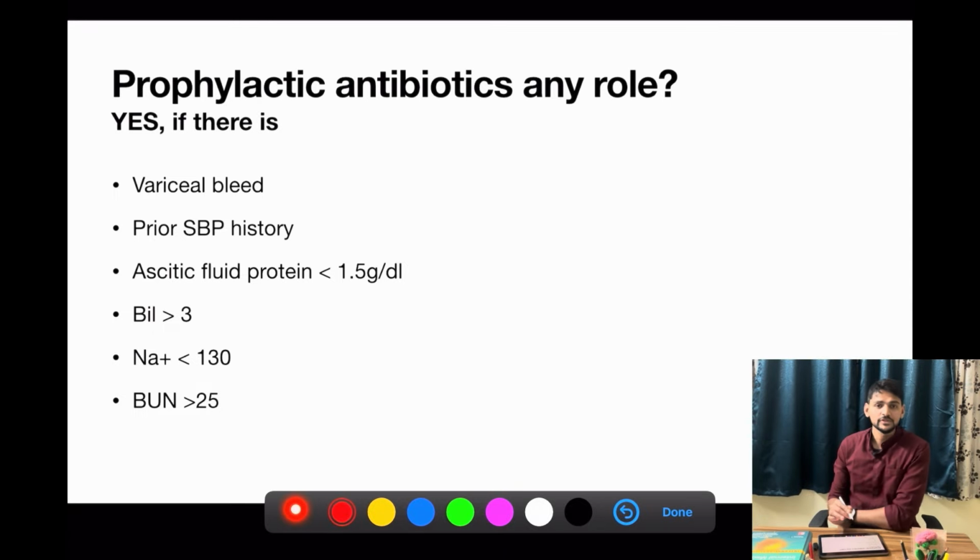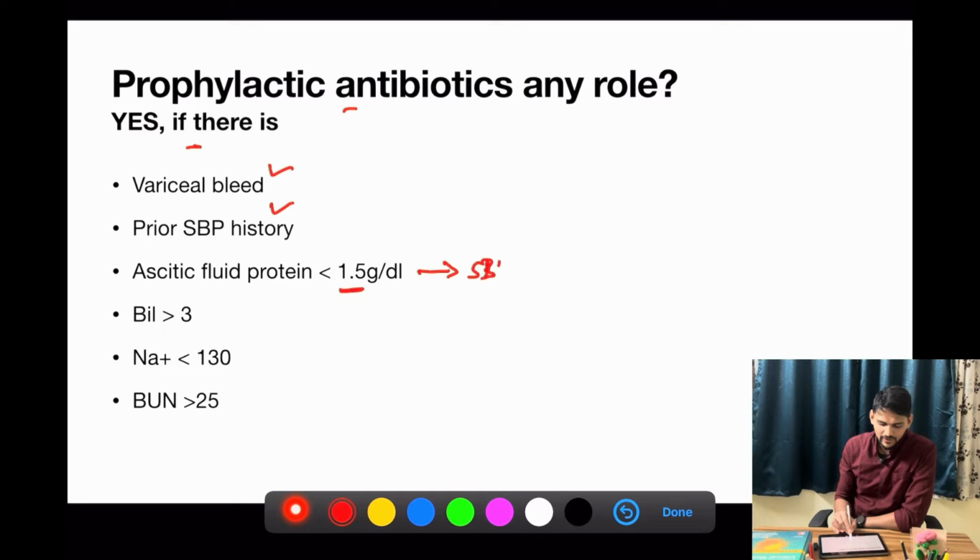Is there any role to start prophylactic antibiotics in a patient who has presented with some other complications of liver disease? Yes, there is definitely a role for prophylactic antibiotics, if there is evidence of variceal bleed, or any prior history of SBP. Otherwise, when we send ascitic fluid analysis, if the protein level is less than 1.5 gram per deciliter, they will be at risk of developing SBP, so we can give prophylactic antibiotics in that case.